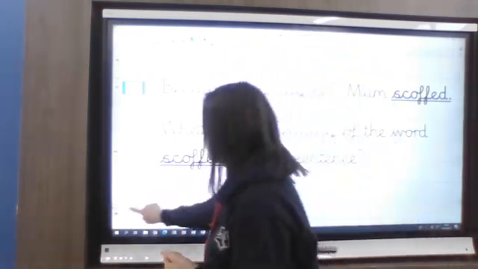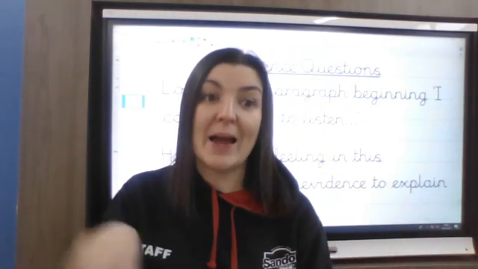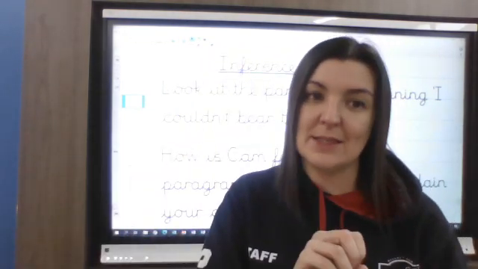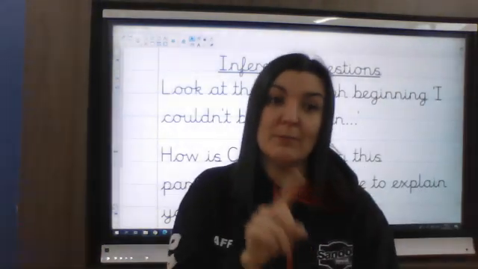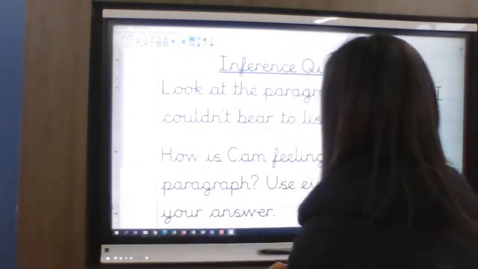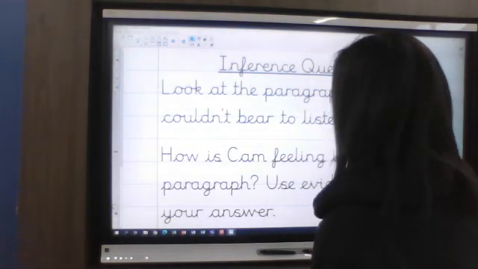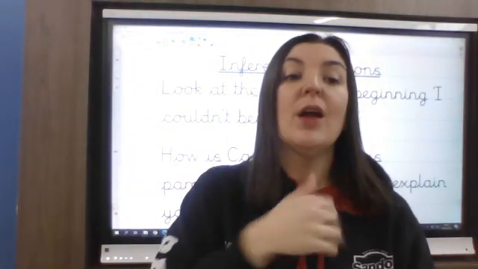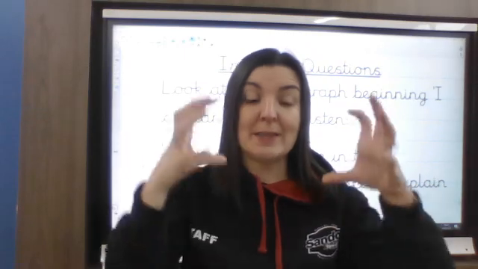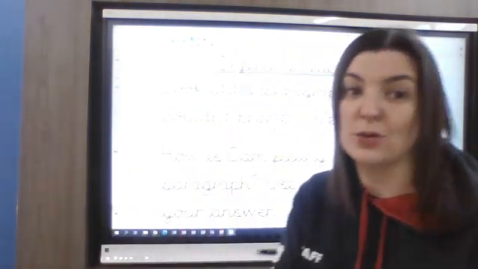The second thing I want to look at is a couple of inference questions just to remind you of how important evidence is. Look at the paragraph. Remember, that's really important. Make sure you're at the right paragraph. Beginning, "I couldn't bear to listen." Then it asks you, how is Cam feeling in this paragraph? So you've got to read the paragraph and think about how he's feeling. The first job is to name the feeling. The second part is to use evidence to back that up.